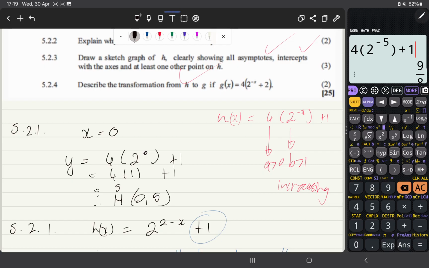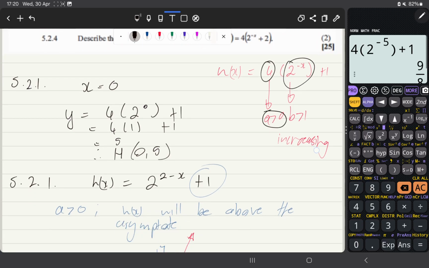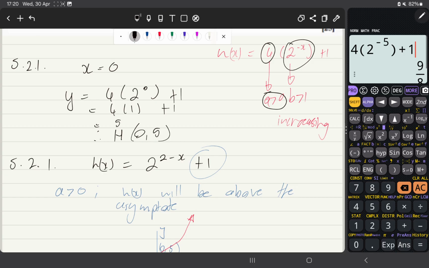But let's see, we have our a, we are fine with it because it is greater than 0. How about b? Some people can easily say b is equal to 2, but that is not the case, because b is equal to 2 to the power of negative 1, which is 1 over 2, which is below 1. And it makes an interesting case now. I was happy to see this example.